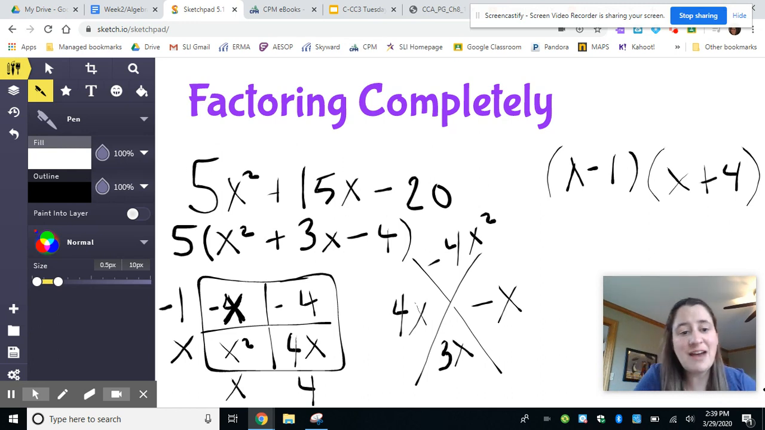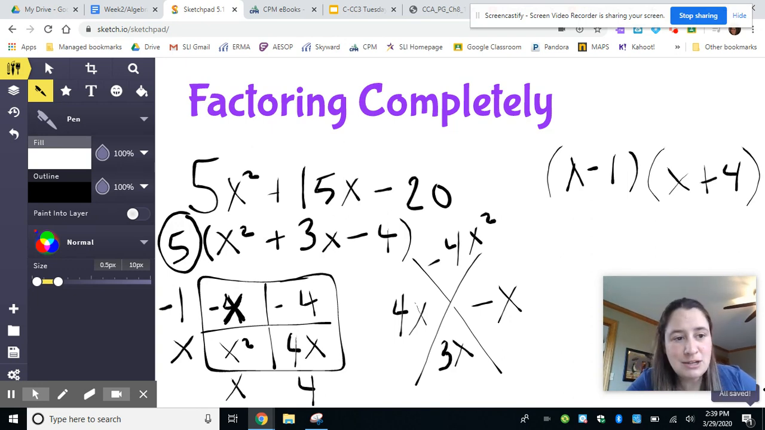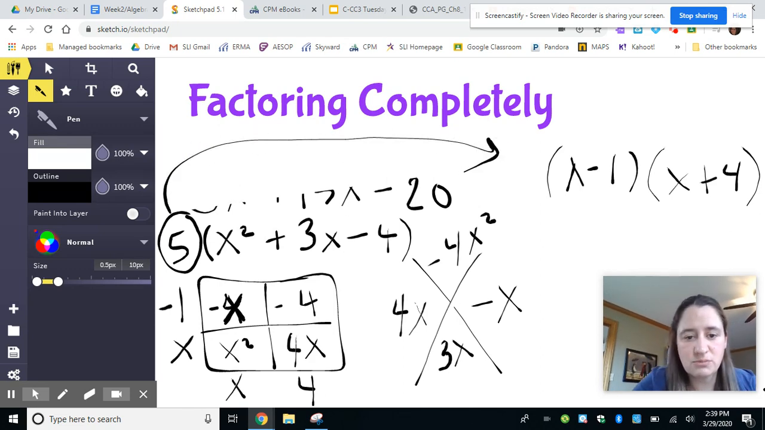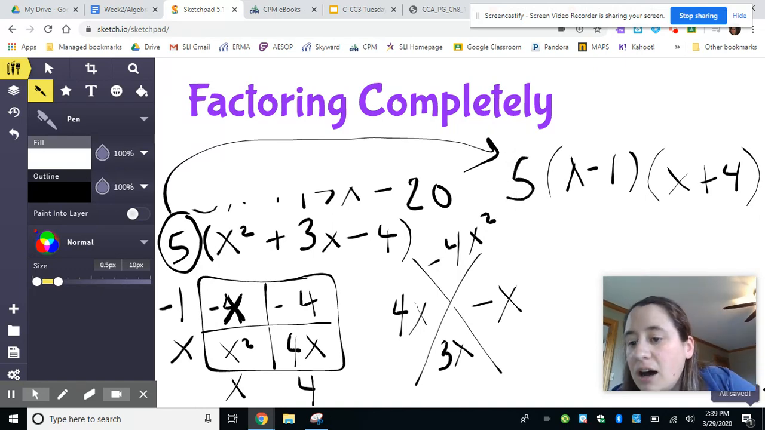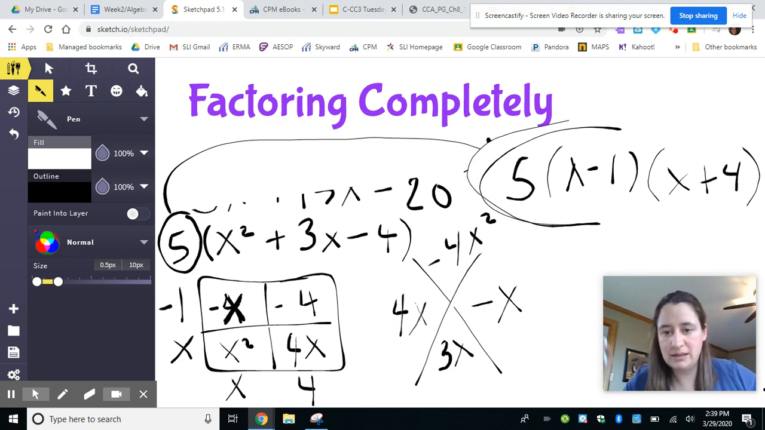That greatest common factor that you pulled out over here, I circled it and it disappeared. Weird. That greatest common factor, that 5 that we divided out, you have to take that 5 and put it on the outside of your answer, because it's like saying 5 times x minus 1 times x plus 4. I like to circle answers, but it won't let me. It erases things.